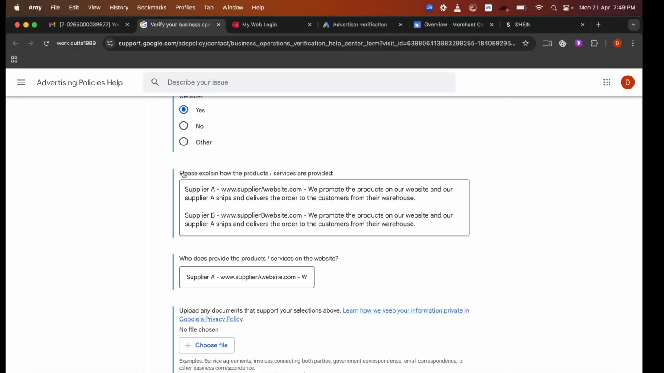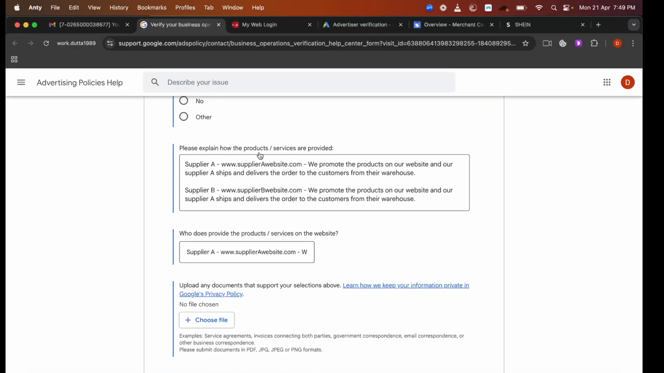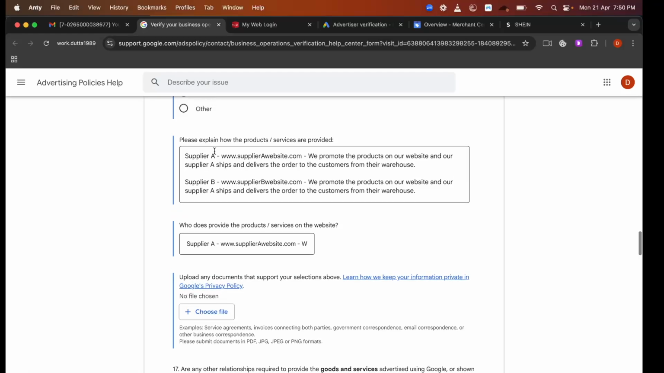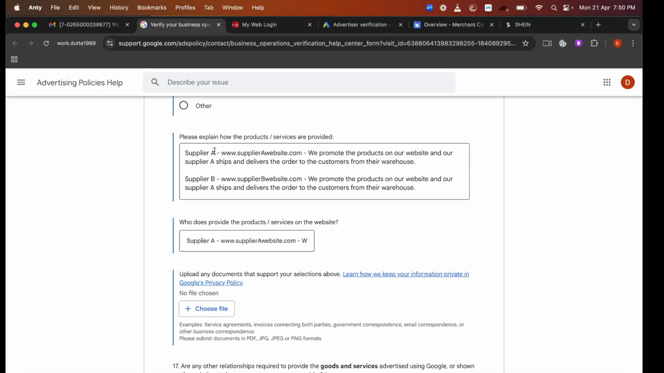So when you select yes, this set of questions drops down again. Please explain how the products or services are provided. What you have to do here is enter all your suppliers' names. If you have two or three suppliers, then Google's character limit would allow you to enter all the information. If not, just enter two or three suppliers. And if you have a single supplier, then it's not a problem at all.